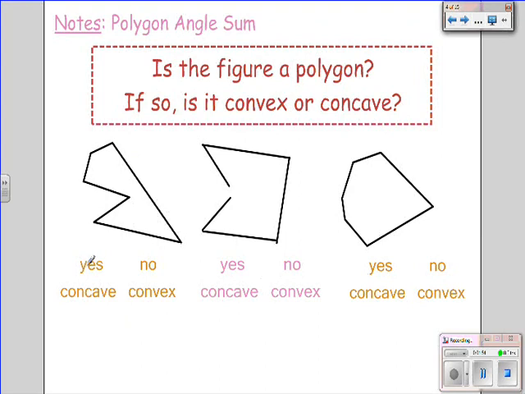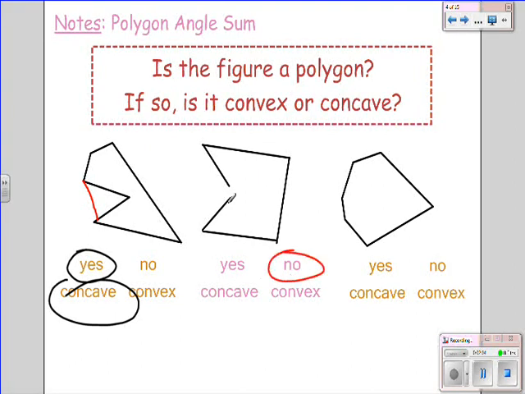The first figure would be a polygon, so yes, but it would be concave because you notice if you connect your diagonal from here to here, there are points outside of the polygon. The second figure would not be a polygon because of this section right here. And the third figure would be a polygon, and no matter what diagonals I connect, you'll notice that they never, I'm sorry I'm not drawing very straight here, but they never leave the polygon, so that would be convex.